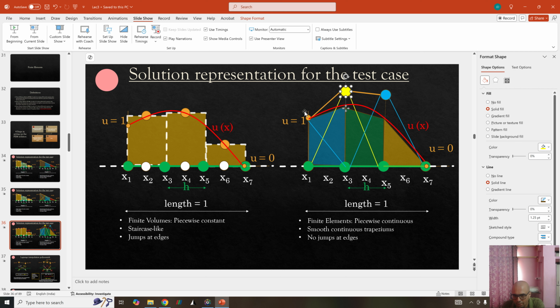Okay, so here these are boundary points, so I know these 2 points. I don't know u here. Okay, so as I scale these nodes, the solution, which is this straight line, will also get scaled.